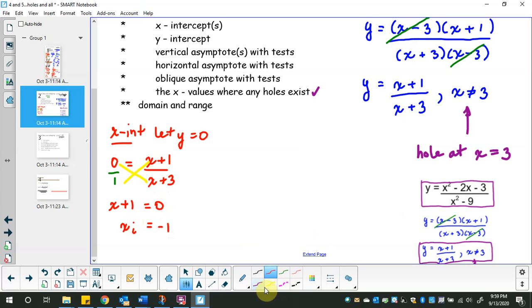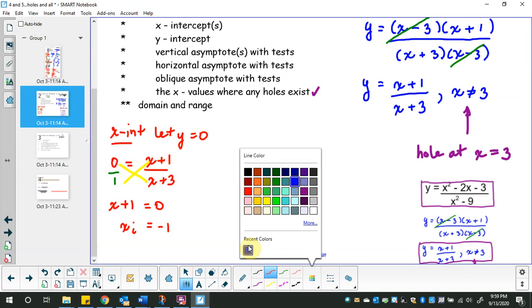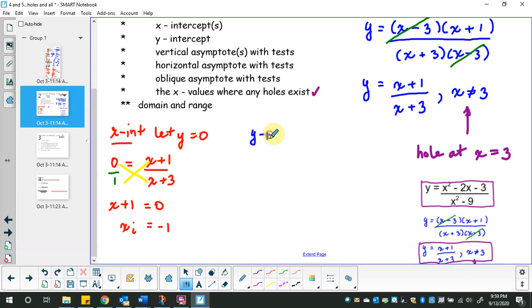Next up, Y-intercept. Let x equal 0, and I know I said I wanted to go back to the original every time, but I can also go back to this clean version. So f at 0 is 0 plus 1 over 0 plus 3, which ends up being just 1 over 3. If you're uncomfortable with that, you could use 0.333. Not that it matters. It's just a label in the positive area on the y-axis.